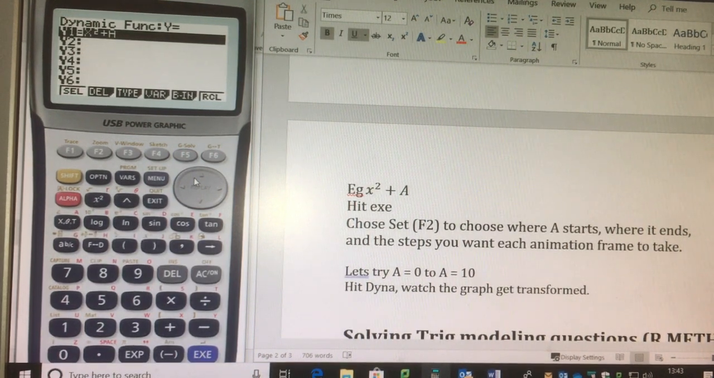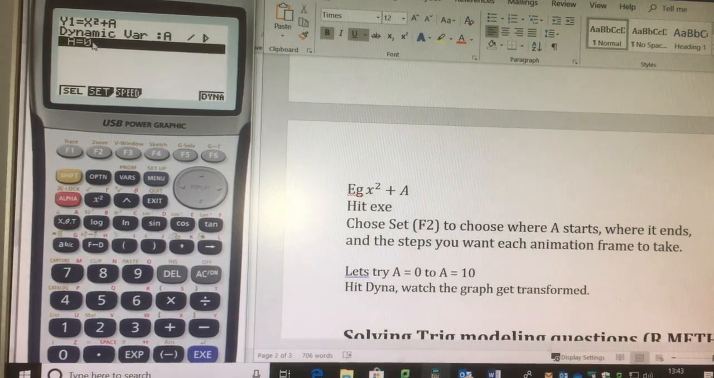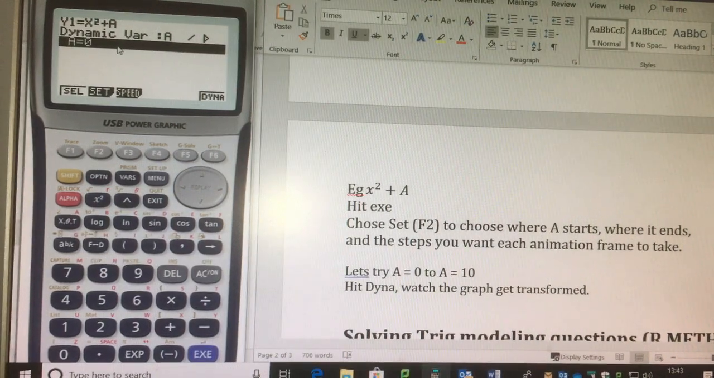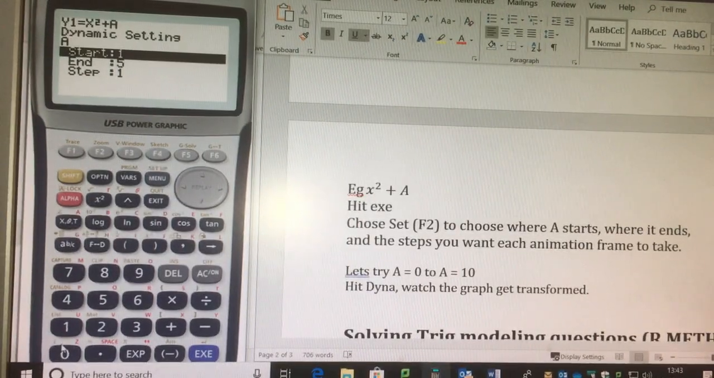You all should be aware that a is going to move it up or down depending on the sign of a, yeah? So we're translating it vertically. If you then hit execute, it'll bring up this menu here. And this lets us choose what values of a we can go between. So I'm going to choose set, which lets me pick a range of values. So we're going to start a at 0 and move it up to 10. So it will show us the graph moving up from 0 to 10.